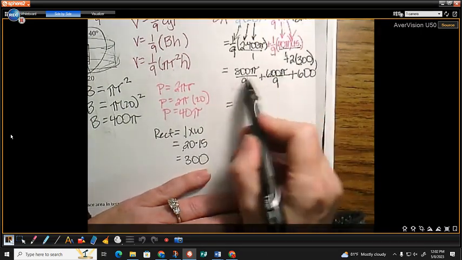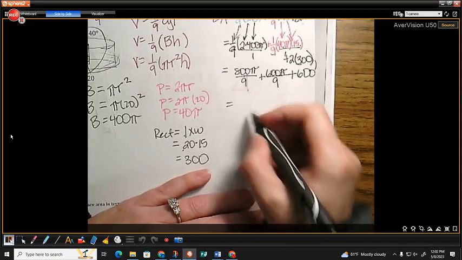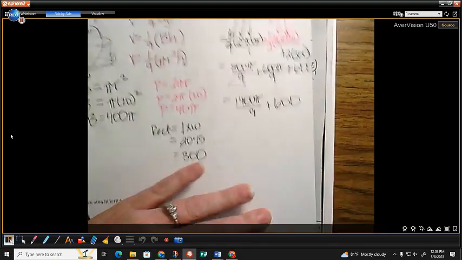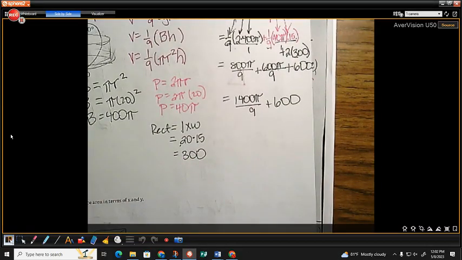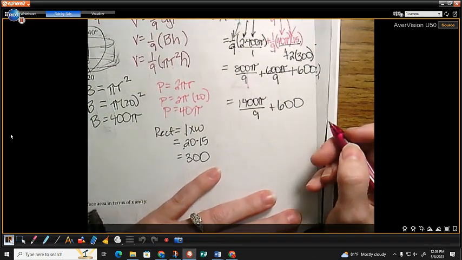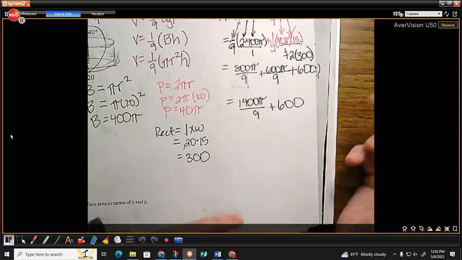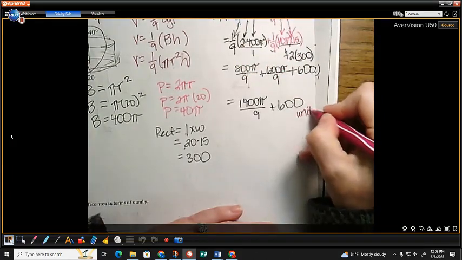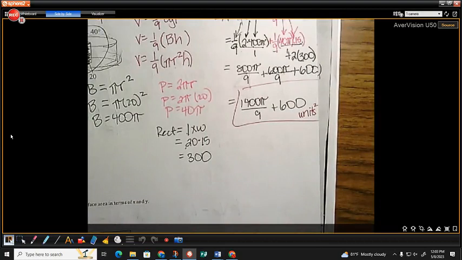Then you can combine the fractions. 800 pi plus 600 pi is 1400 pi over 9 plus 600. Does 1400 divide evenly by 3? No? Actually, I have no idea. Well, I don't think it does because it ends in a double zero, and 14 doesn't divide by 9. And so in this case, can you simplify it anymore? No. And so what's lacking now? Units. What kind of units for surface area? So units squared. Lacking so many things.